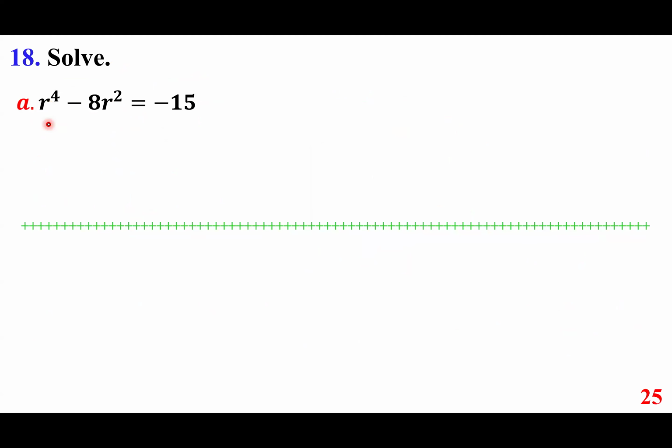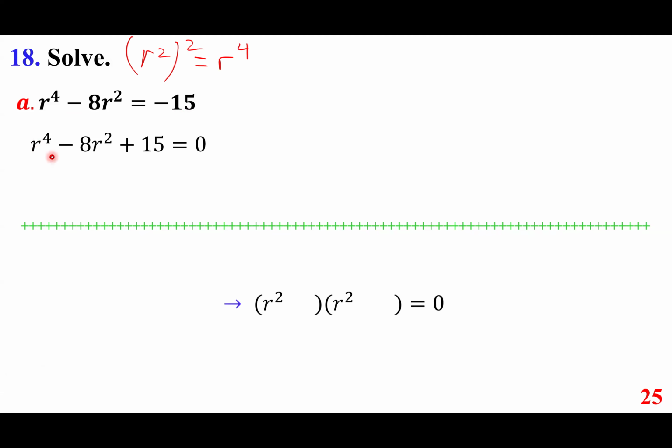We're going to solve here. There are two ways to do that. First of all, you move the negative 15 because you want to put it on the same side. Secondly, notice this is r squared to the second power. In other words, so having said that, you can rewrite it in this fashion.